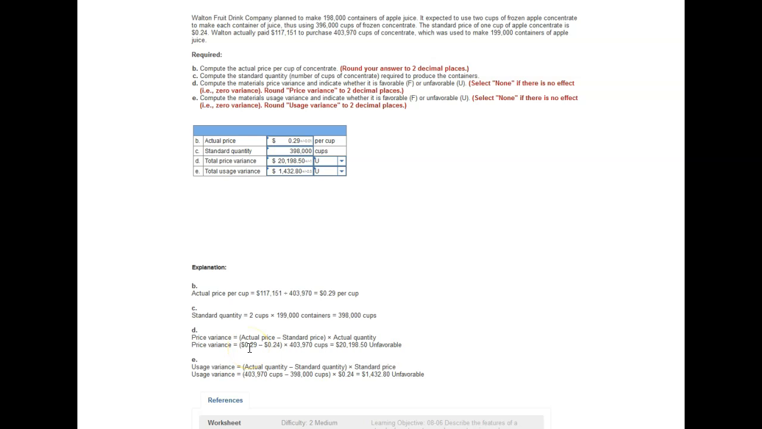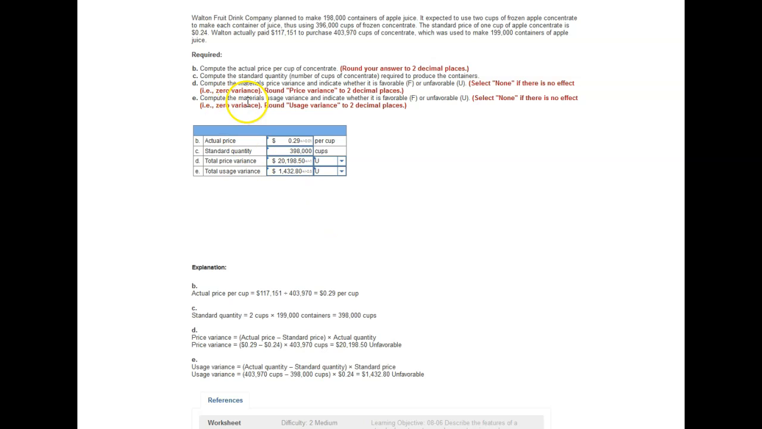Why is it unfavorable? Our actual price we paid was more than the standard. Right there tells you it's unfavorable. The rest of it just computes the amount of the variance. So just memorize this formula. Actual price minus standard price times actual quantity purchased in the raw material, in the cups.